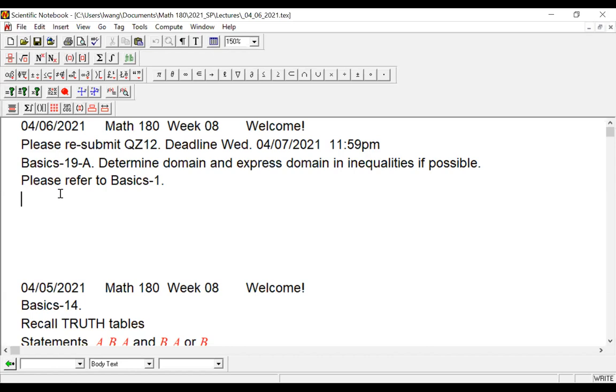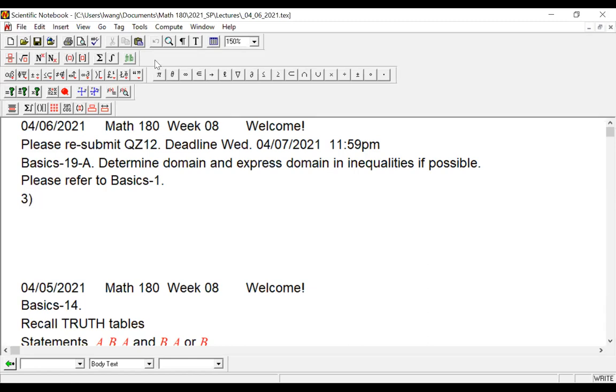Okay, for example, the first one is pretty straightforward. It's a linear function. The domain is all real numbers, right? The second one is a quadratic function. The domain is all real numbers. And here we're not going to worry about the range, even though we could, but we focus on determining the domain.